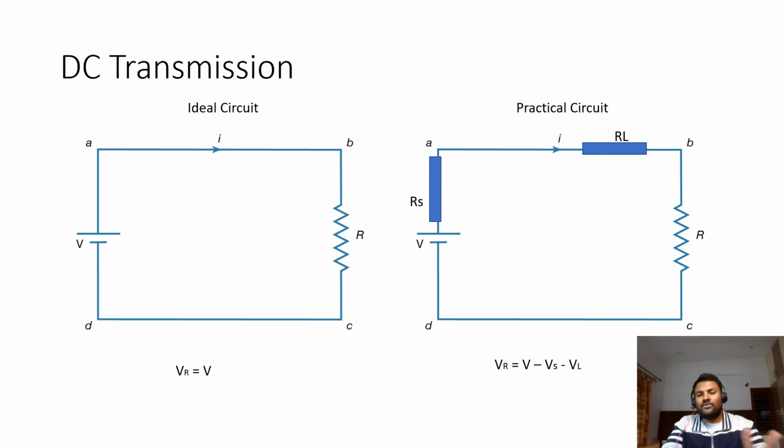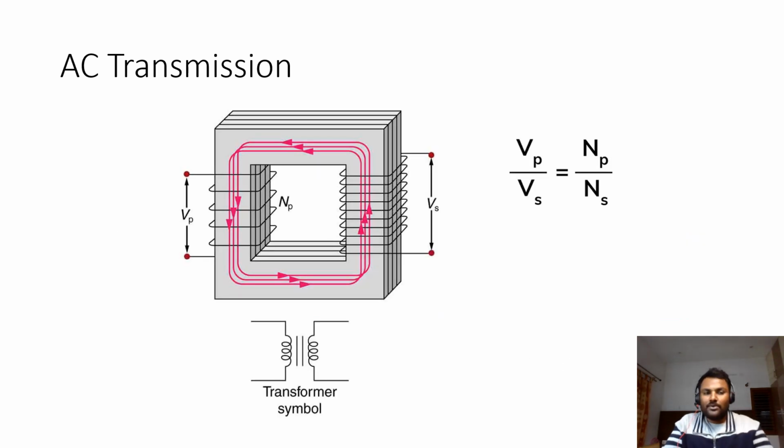One thing. Now, this is how it will be good in AC transmission. That is what I'm going to explain now. Coming to AC transmission, you can see here I am showing a simple transformer. We are feeding VP, the voltage at the primary side, and VS, the voltage at the secondary side. NP means windings at the primary side, NS means windings at the secondary side.